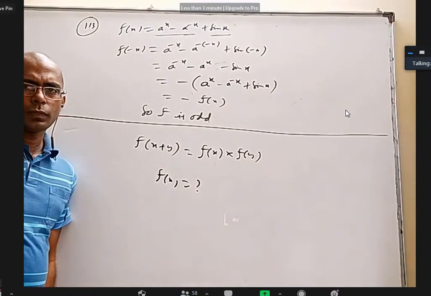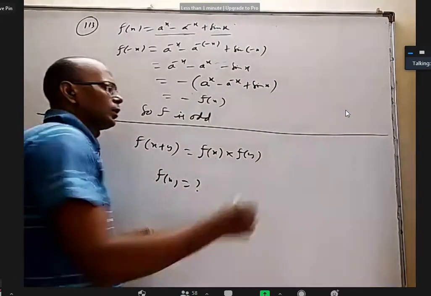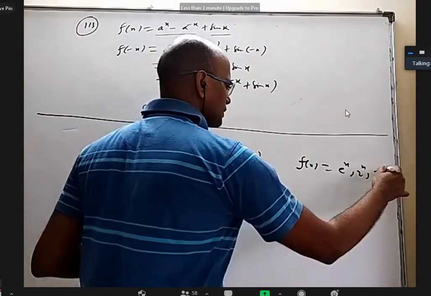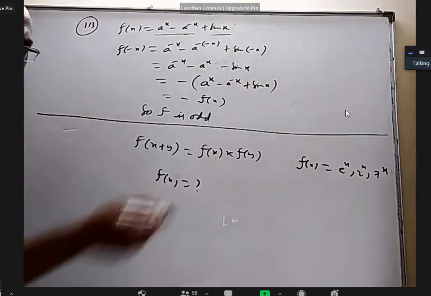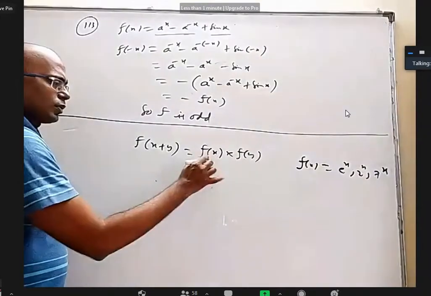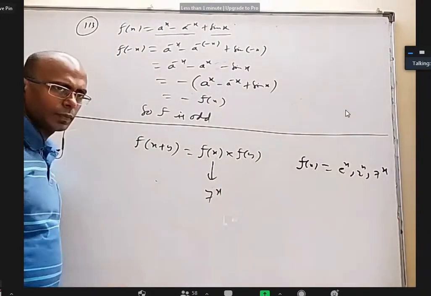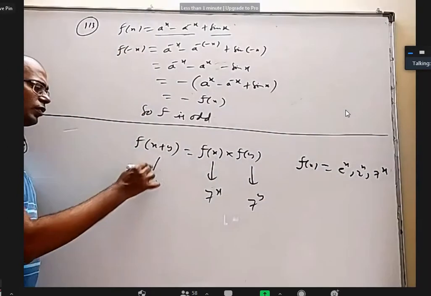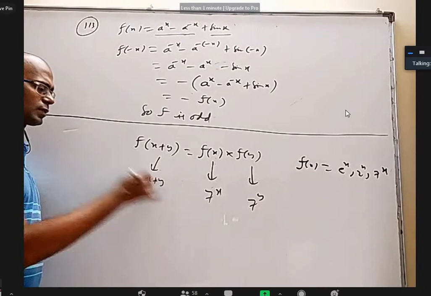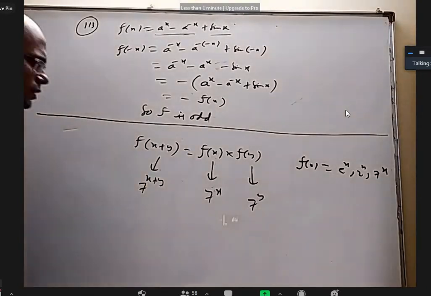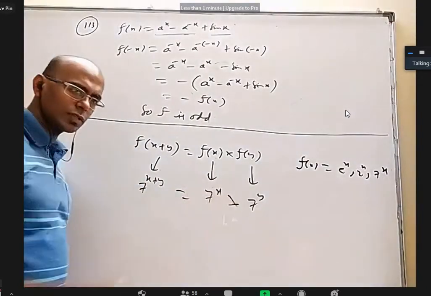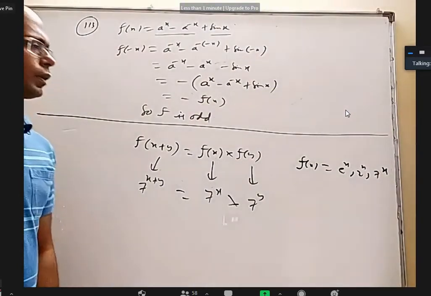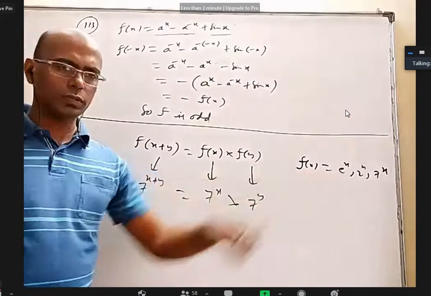a power x. Yeah. If you take f of x is e power x or 2 power x or 7 power x, any one of them, what will happen to f of x? 7 power x. What will happen to f of y? 7 power y. What will happen to f of x plus y? 7 power x plus y. Is 7 power x plus y equal to this into this? It's correct, right? Yes, sir. Okay, so we have many such functions.